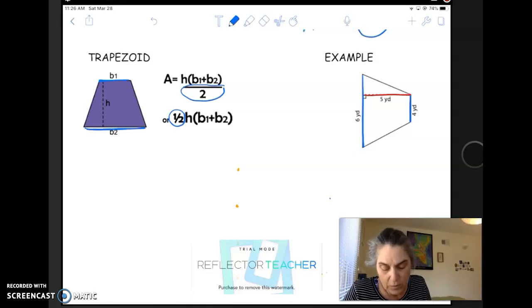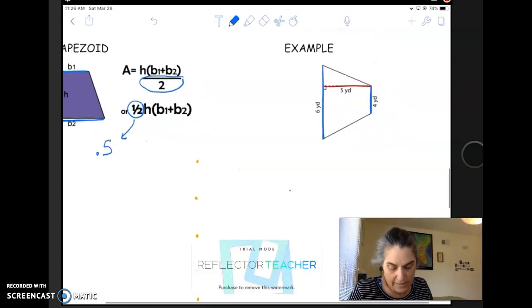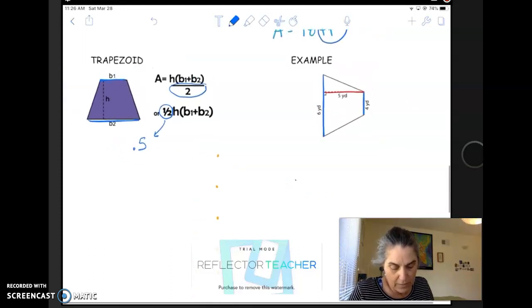You can also, when you enter in 1/2 on your calculator, use the decimal form of that, which is 0.5. Okay, so over here in my example, you notice that my trapezoid has been rotated sideways so that my parallel sides are actually going up and down versus across left to right. So this would be your base 1 and base 2, and your height is that distance between the two bases.